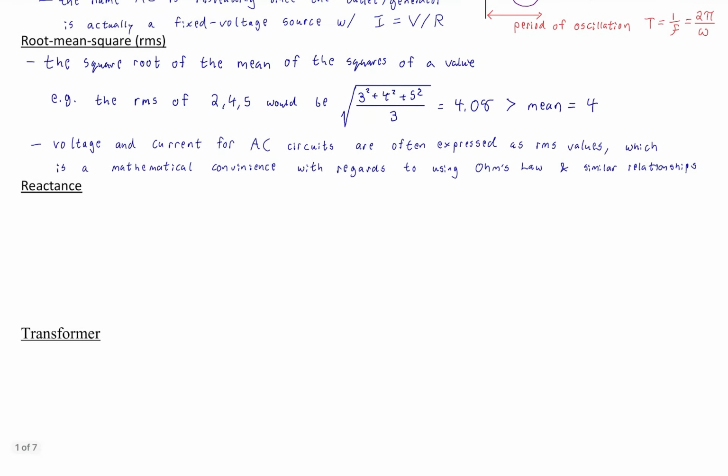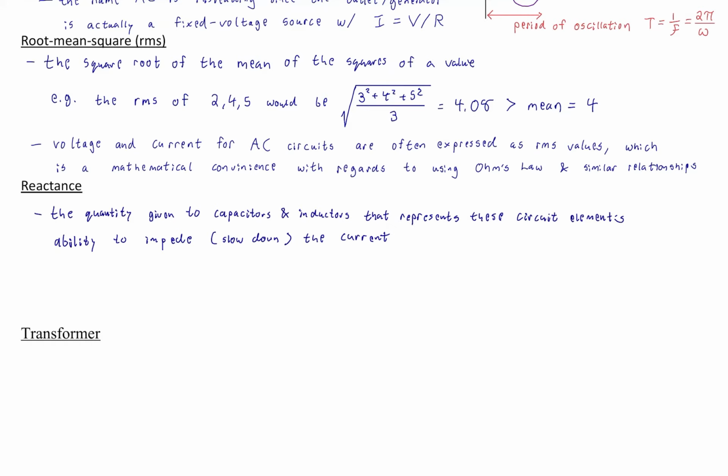All right, so moving on to reactance. I mentioned this in the objectives. This is a new term, and I know we already have so many terms like capacitance and inductance and all these different ideas. But reactance is fundamental, and it will be rather a nice change because it will allow us to use Ohm's law when talking about capacitors and inductors, which we've never done before, okay? So it is the quantity given to capacitors and inductors that represents the circuit element's ability to impede, which is to slow down the current, okay?